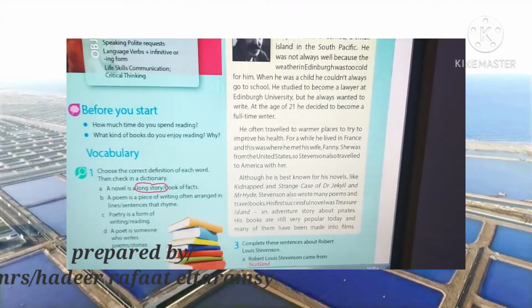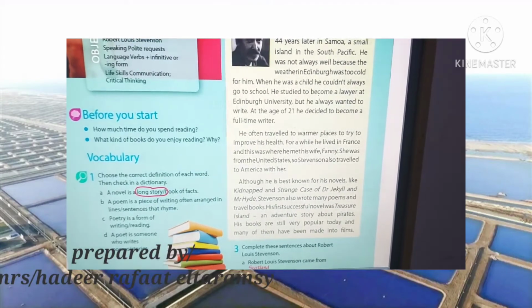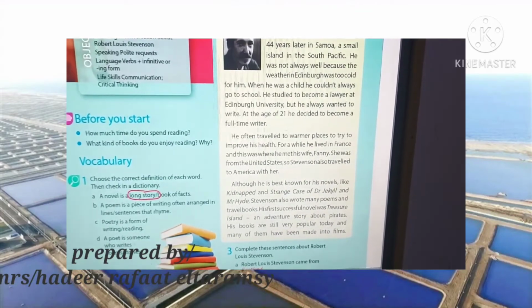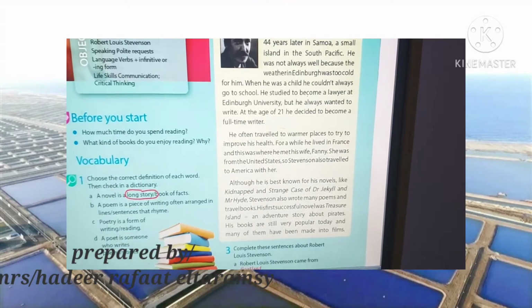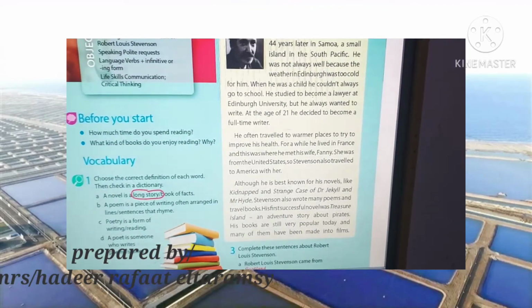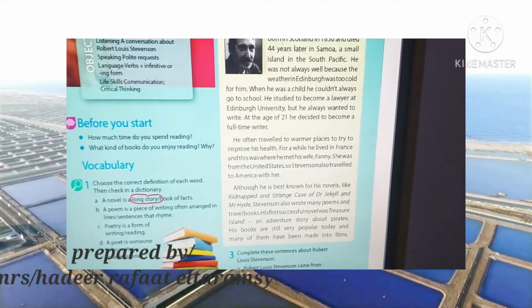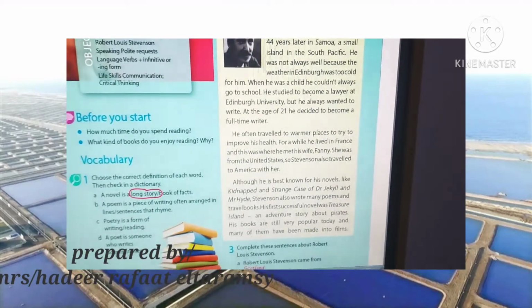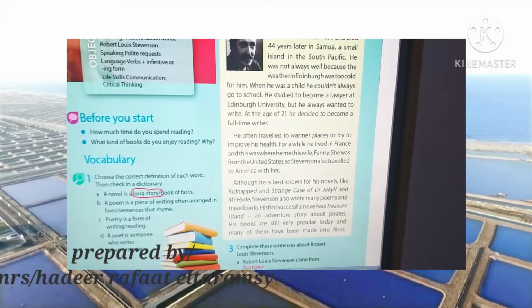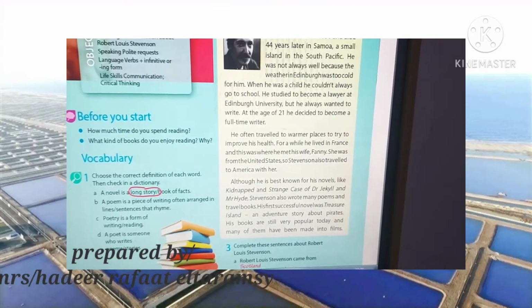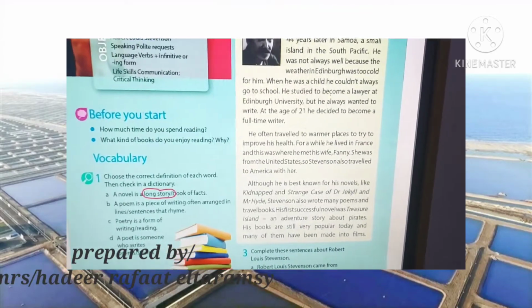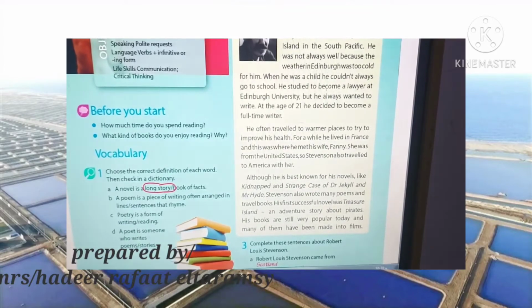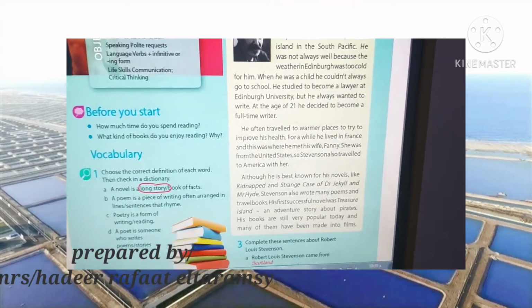Although he is best known for his novels, like what? His novels like Kidnapped and The Strange Case of Jekyll and Mr Hyde. Stevenson also wrote many poems and travel books. كتب ايه؟ قصايد and travel books. His first successful novel was Treasure Island. What does it talk about? It is an adventure story about pirates. What do I mean by pirate? Pirate القرصان. His books are still very popular today and many of them have been made into films. Okay.